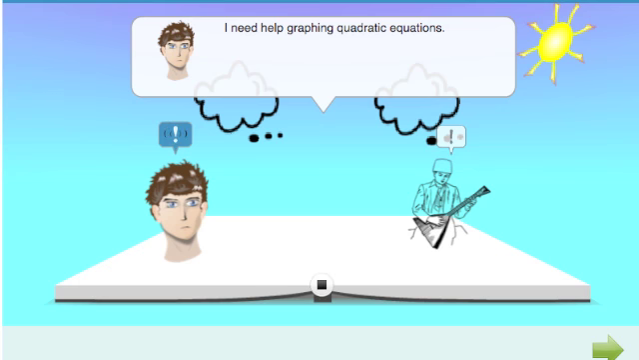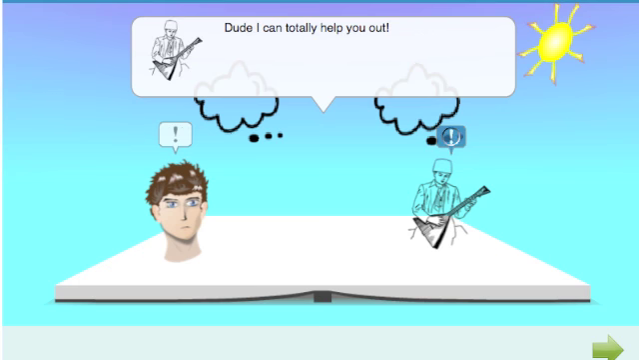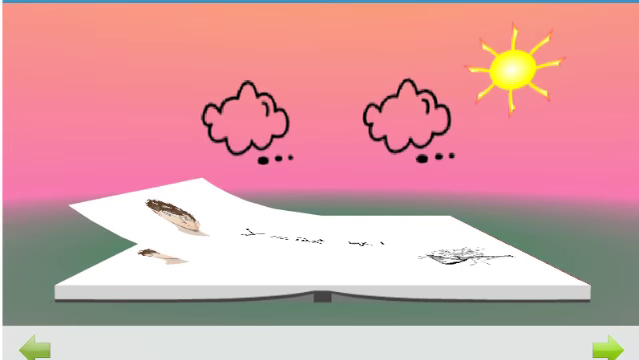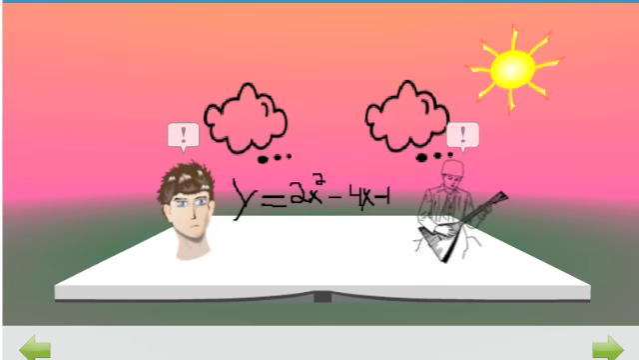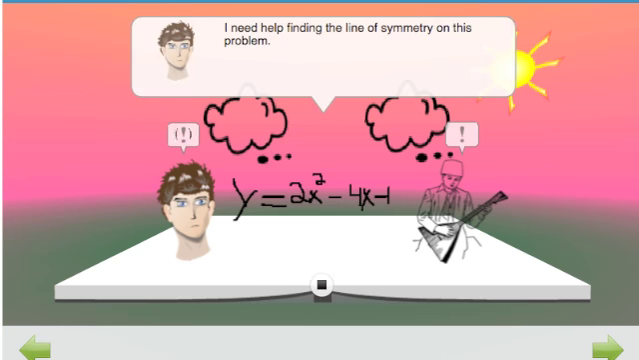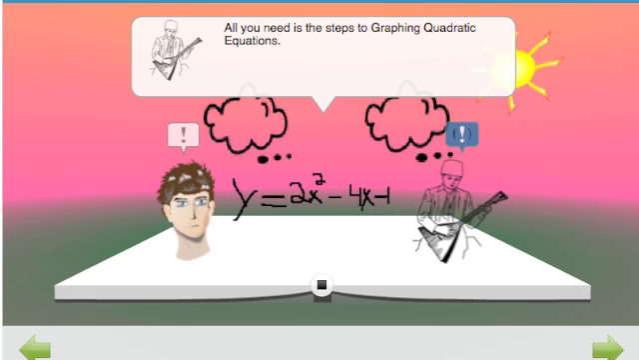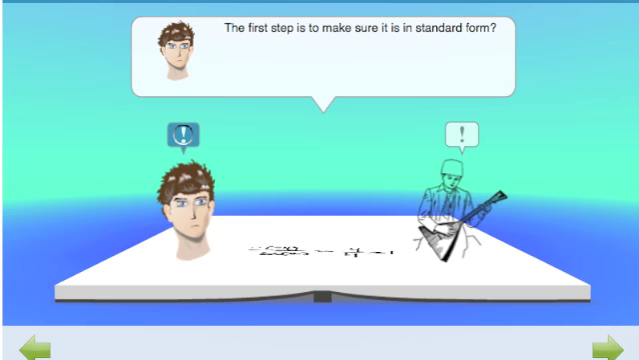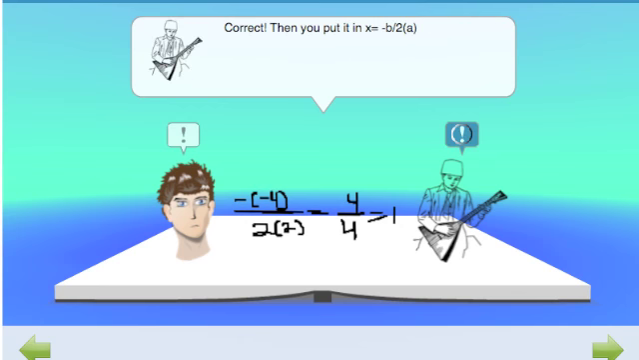I need help graphing quadratic equations. Dude, I can totally help you out. I need help finding the line of symmetry on this problem. All you need is the steps to graph quadratic equations. Is the first step to make sure it's in standard form? Correct. Then you put in x equals negative b over 2a.